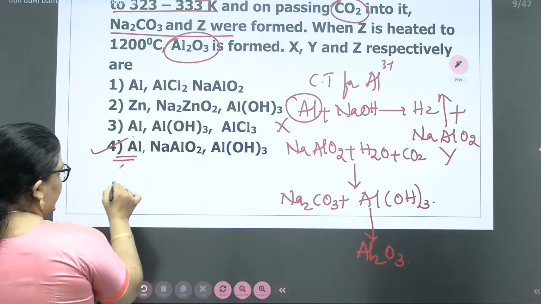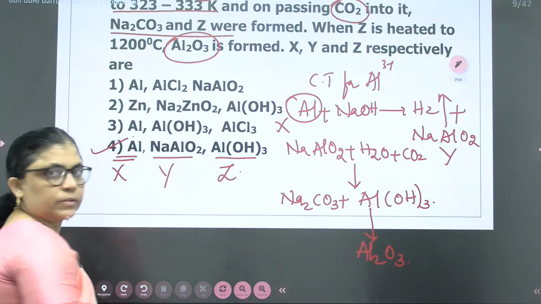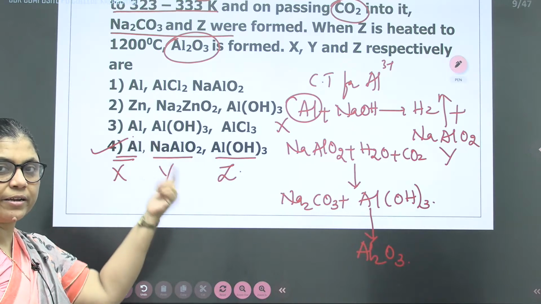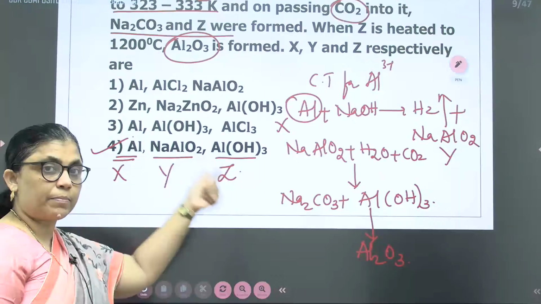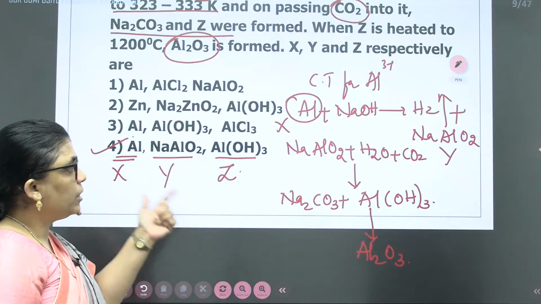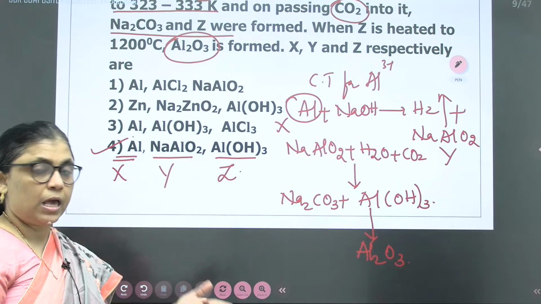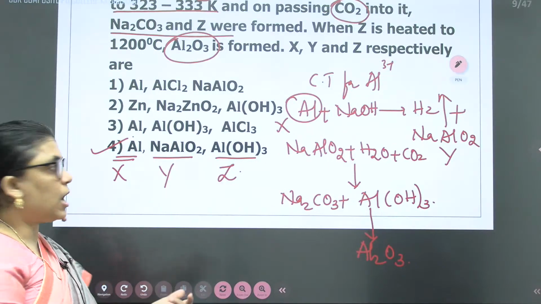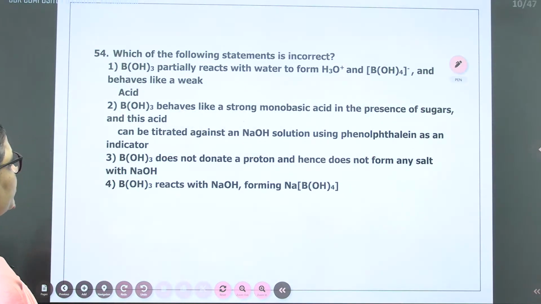Aluminium is X, this is Y and this is Z. Because they said that the metal atom liberates hydrogen gas when treated with sodium hydroxide. Further, they said that when we are passing carbon dioxide gas in aqueous medium, they are going to form aluminium hydroxide. By heating, aluminium hydroxide is converted into alumina, Al2O3. Next question. Question number 54.